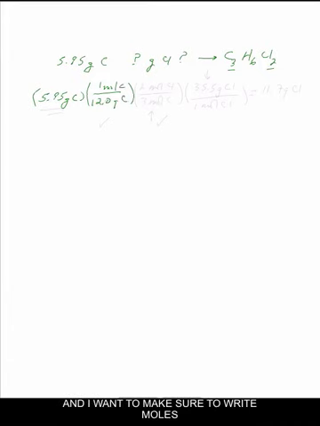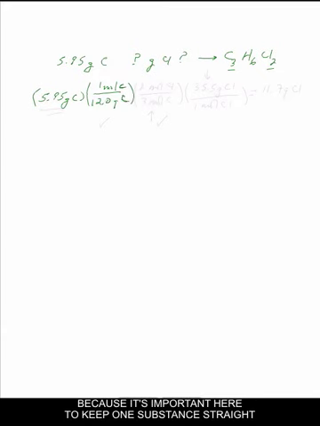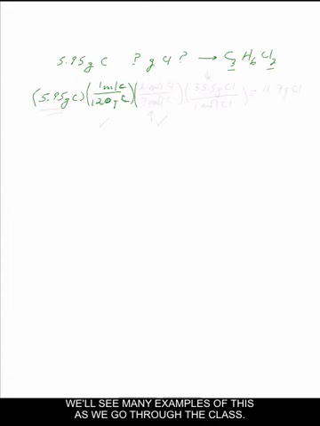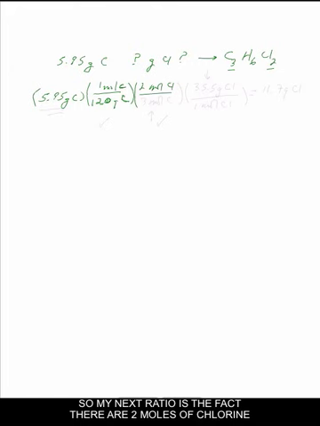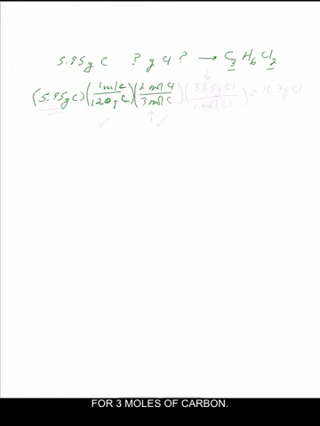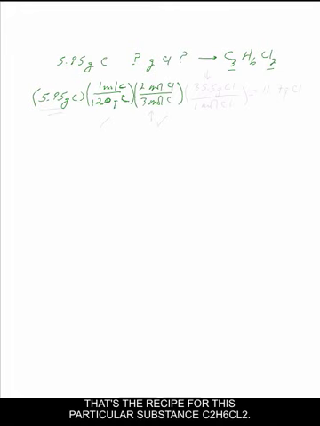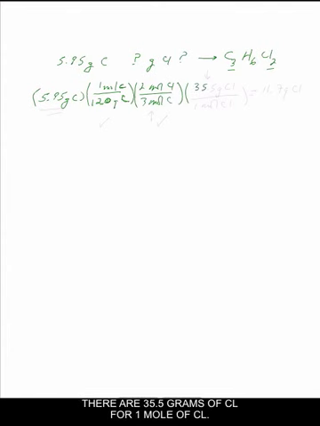And I want to make sure to write moles, and I want to write carbon also, because it's important here to keep one substance straight from another. We'll see many examples of this as we go through the class. So my next ratio is the fact there are 2 moles of chlorine for 3 moles of carbon. That's the recipe for this particular substance, C3H6Cl2. Now that I have moles of chlorine, notice the question here was grams of chlorine. So I'm going to write for myself, there are 35.5 grams of Cl for 1 mole of Cl.